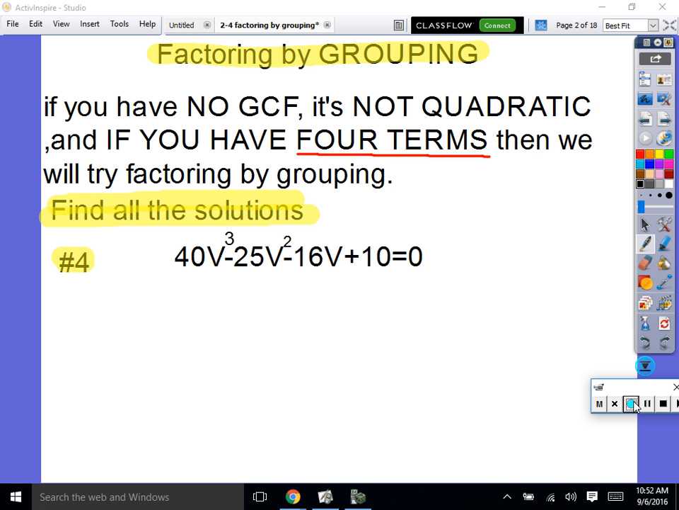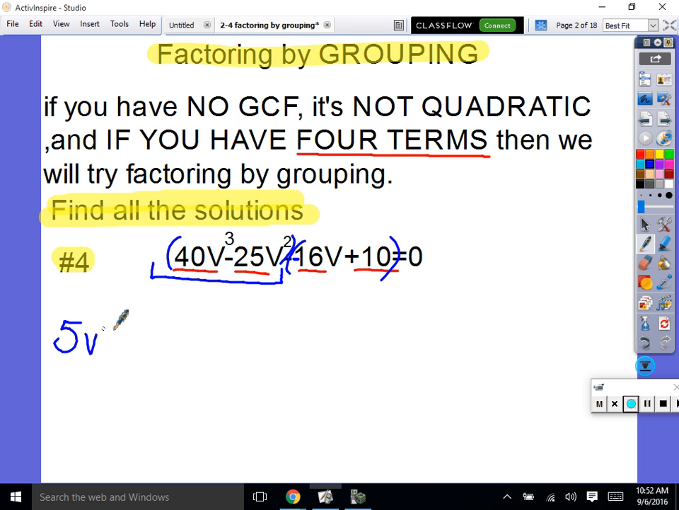Okay, so if you have no greatest common factor and it's not quadratic, and if you have 4 terms, look at this example, problem number 4 on the worksheet. There's 1, 2, 3, 4 terms. Does everybody see that? Not quadratic, it does not have a greatest common factor, and there's 4 terms. You're going to try factoring by grouping. So what you do is group the first 2 terms. You group the second 2 terms, including the sign, and then you'll factor out the greatest common factor out of each group. So what's the greatest thing in common in 40b cubed minus 25b squared?